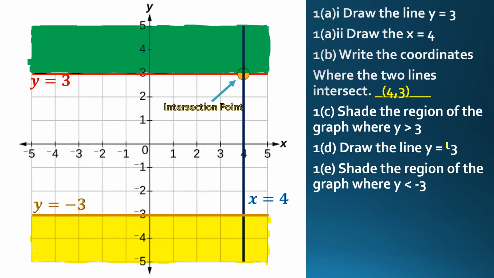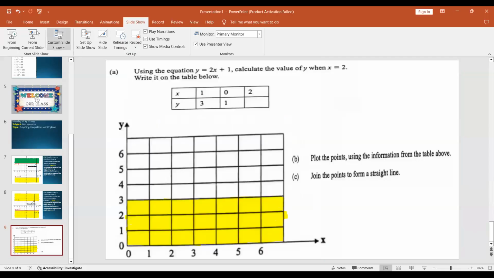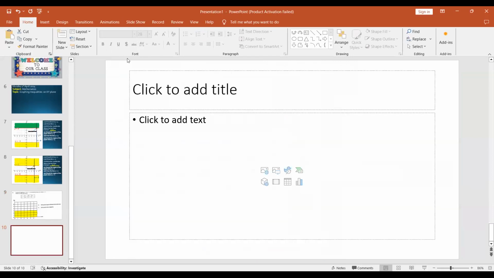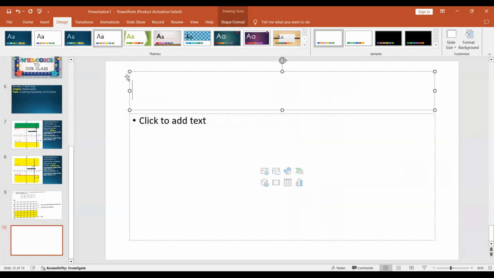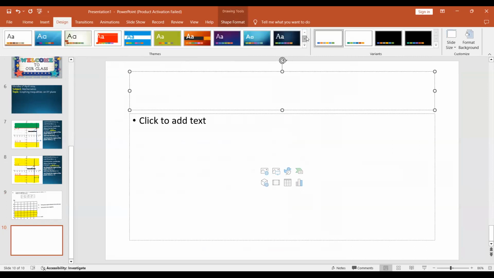All right, so let's go ahead and go to English language. Okay, so let's change the design here. Let's get an interesting design. Let's see, something like this, long overdue.